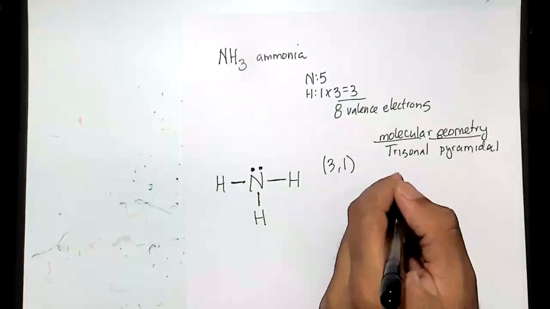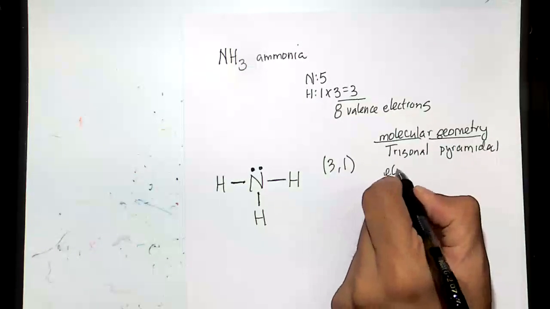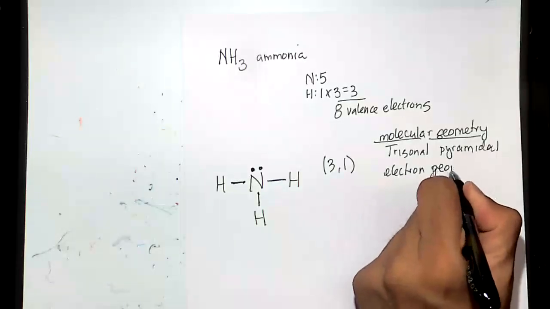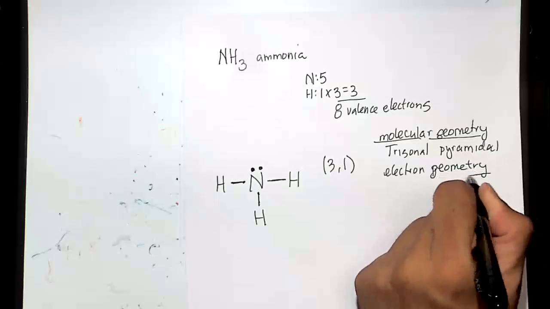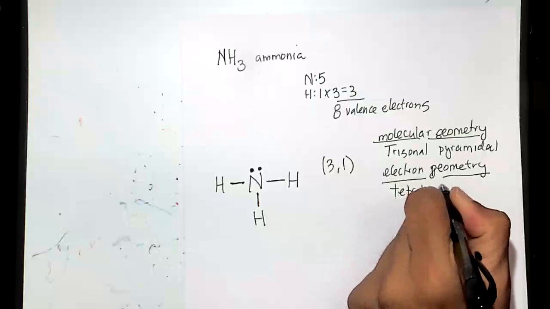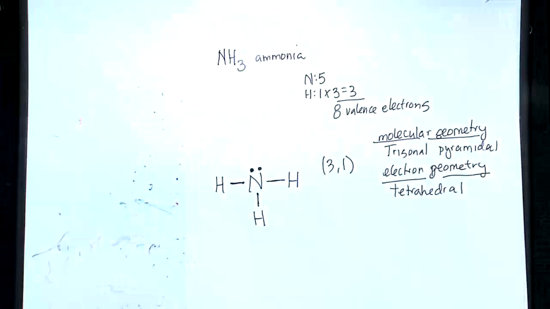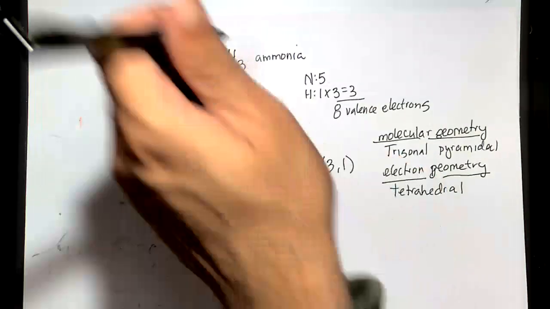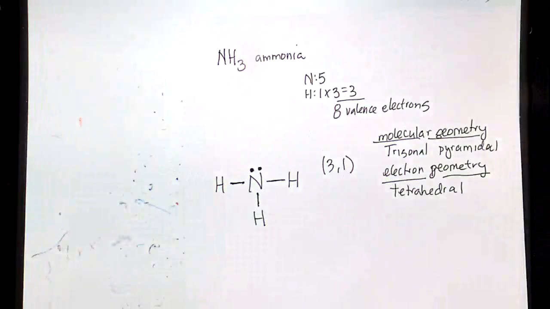Okay, what's the electron pair geometry? Tetrahedral, but is this molecule tetrahedral? Like that? Okay. Why is it trigonal pyramidal? What causes it to become trigonal pyramidal instead of a nice tetrahedral? Okay, the lone pairs.